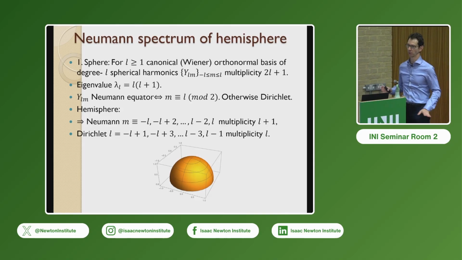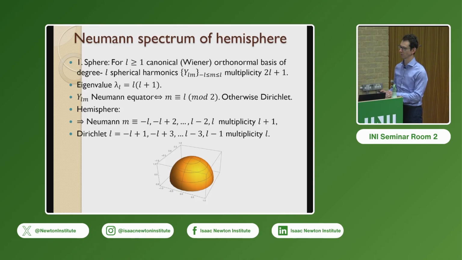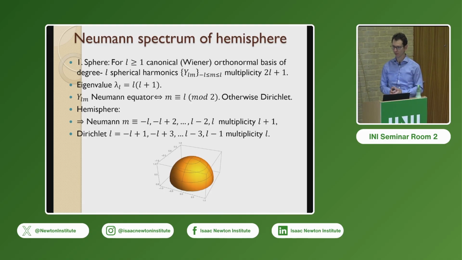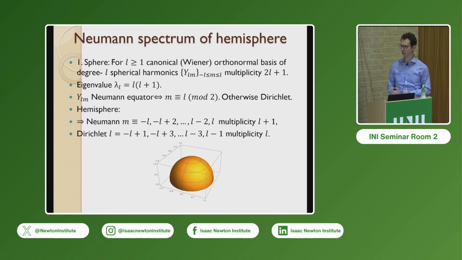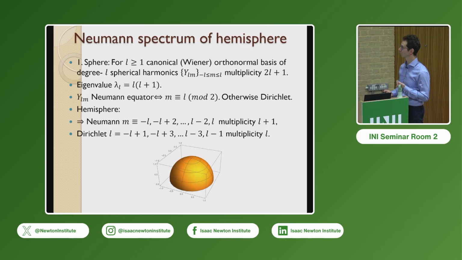So the hemisphere. First of all, let's consider the corresponding Neumann problem. And before we consider the Neumann problem, let's first recall the situation on the whole sphere. On the whole sphere, the spectrum is parameterized by natural numbers L. The eigenvalues are L times (L plus 1), and there is a multiplicity 2L plus 1 for every L. Given L, there exists a canonical basis called Y_LM. This is called the Wigner orthonormal basis for degree L spherical harmonics.